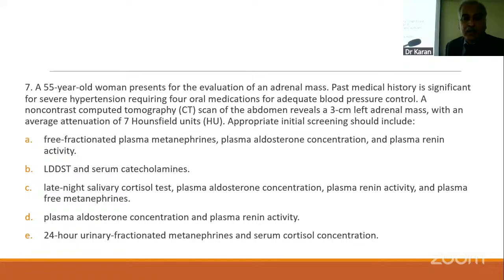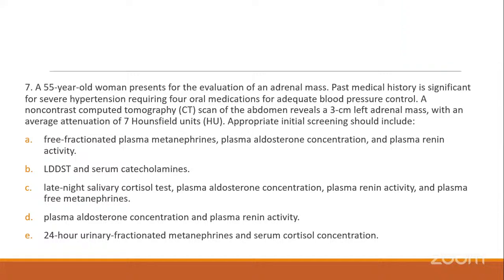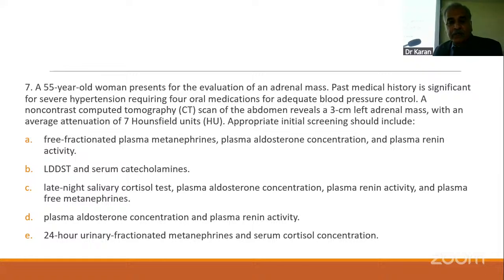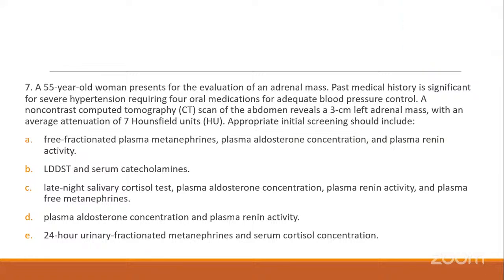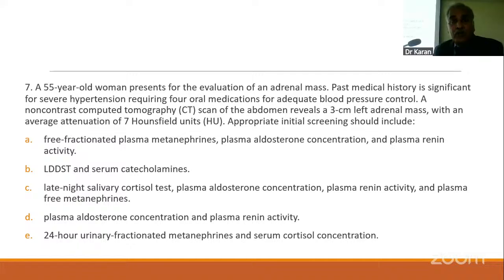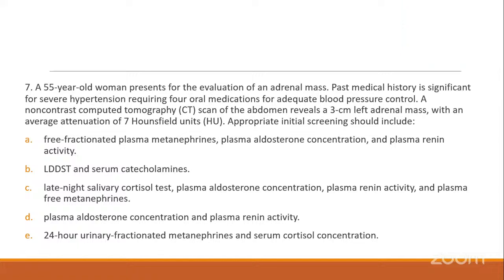Late night salivary cortisol test, plasma aldosterone concentration, PRA, 24 hours urinary fractionated catecholamines. So again, as I said, if it is less than 10 HU, then you do not examine these patients for pheochromocytoma, right? So if there is hypertension, then definitely yes, aldosterone. You should.